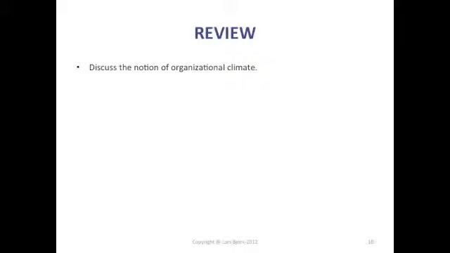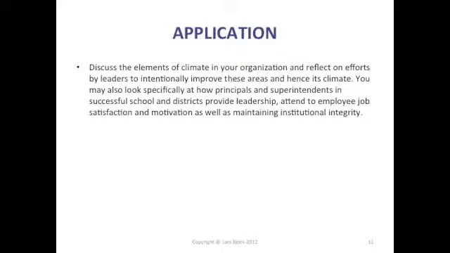Let's quickly review what you've learned by discussing the notion of organizational climate. Now let's apply what you know. Discuss the elements of climate in your organization and reflect on efforts by leaders to intentionally improve these areas and hence improve the climate.